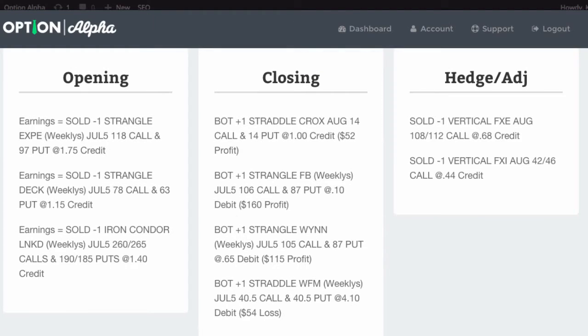Same thing with Win, W-Y-N-N. Really nice big profit in Win. And then in Whole Foods, we decided to just go ahead and take the small loss rather than try to roll it out to the next weekly option or the next monthly options.